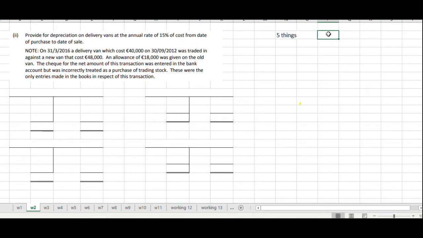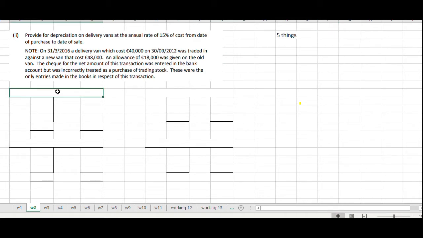Provide for depreciation on delivery vans at the annual rate of 15% cost from date of purchase to date of sale. Note, on 31st of the 3rd, 2016, a delivery van which cost 40,000 on 30th of the 9th, 2012 was traded in against a new van that cost 48. An allowance of 18,000 was given on the old van. The cheque for the net amount was entered in the bank account but was incorrectly treated as a purchase of trading stock. These were the only entries made in the book in respect of this transaction.